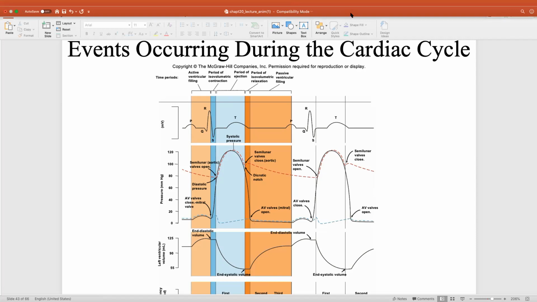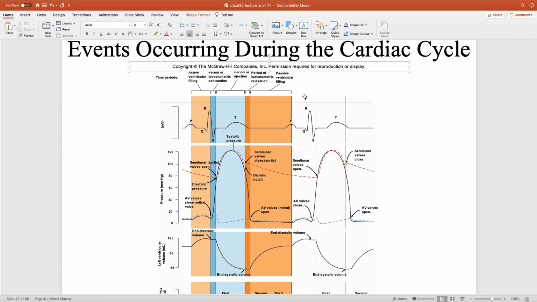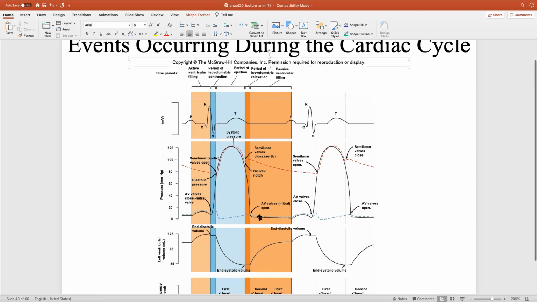Now keep in mind, that's incredibly important, especially at rest. Now, if you have blood going from the left atrium to the left ventricle, we should see a change in the left ventricular volume right here. And at this point, right here, the left ventricular volume is at 55 milliliters. So there's very little blood in the left ventricle.